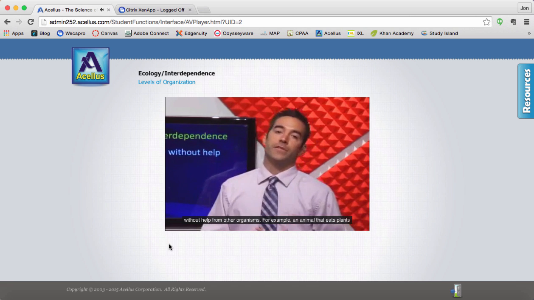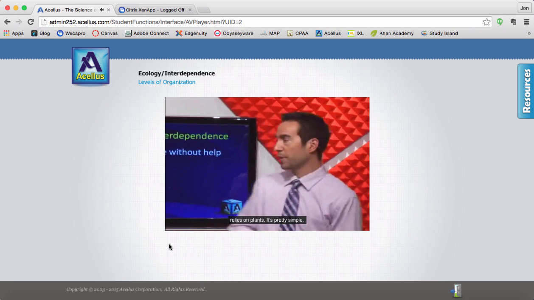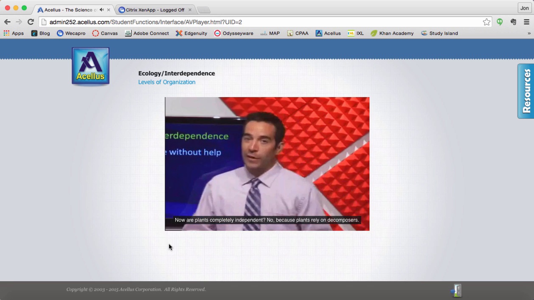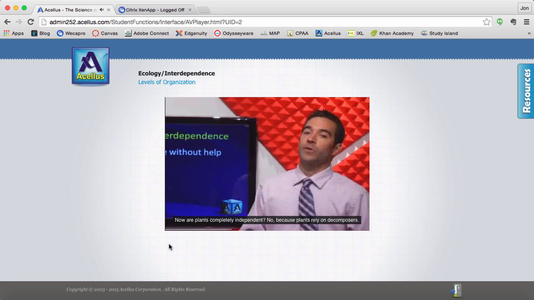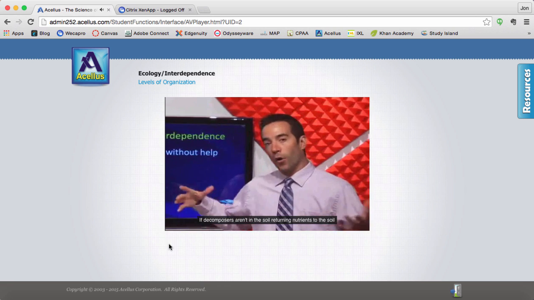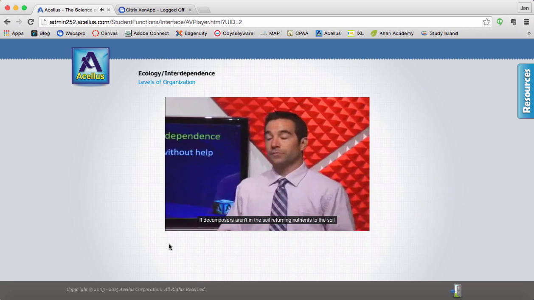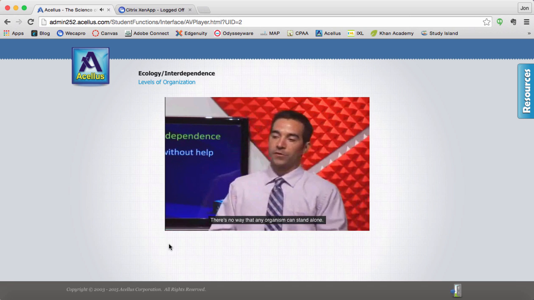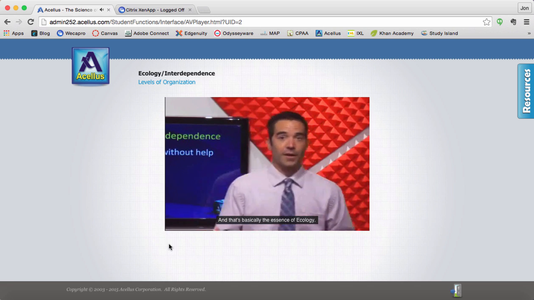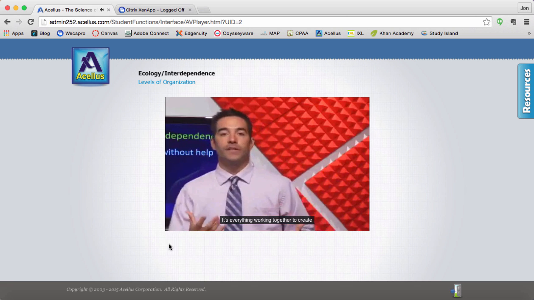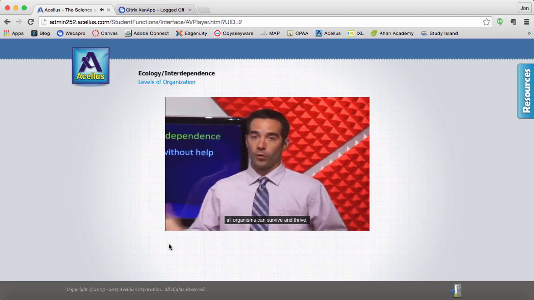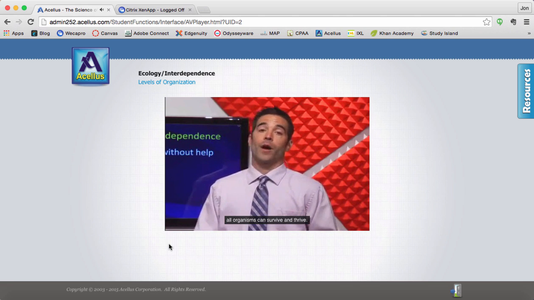An animal that eats plants relies on plants. That's pretty simple. An animal that eats other animals has to have those animals in order to feed. Now, are plants completely independent? No, because plants rely on decomposers. If decomposers aren't in the soil returning nutrients to the soil, then the plants can't grow. So everybody's connected in one way or another. Okay? There's no way that any organism can stand alone. And that's basically the essence of ecology. It's everything working together to create a balanced ecosystem, an ecosystem in which all organisms can survive and thrive.